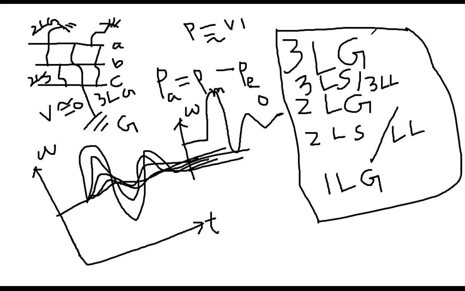Now the top two, because they involve all 3 phases, are called balanced fault or symmetrical fault. And the bottom 3, 2LG, 2LS or LL, and 1LG, because they involve either 2 lines or only 1 line, are called unbalanced fault or unsymmetrical fault. So everybody, could you follow me?